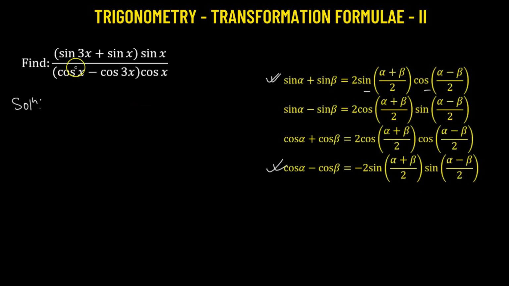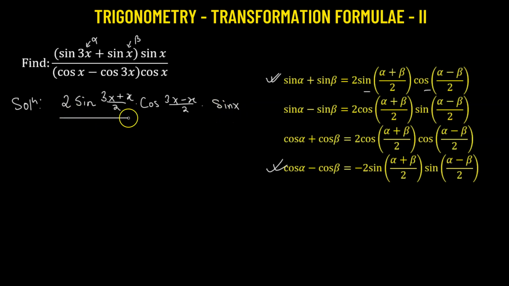Okay, let us begin. We'll start with the numerator portion, sine 3x plus sine x. We're going to treat 3x as alpha and x as beta. So this is going to give us 2 times sine of angle alpha plus beta, so that will be 3x plus x divided by 2, multiplied by cosine of alpha minus beta, so we have 3x minus x divided by 2. And this entire expression is multiplied with sine x.